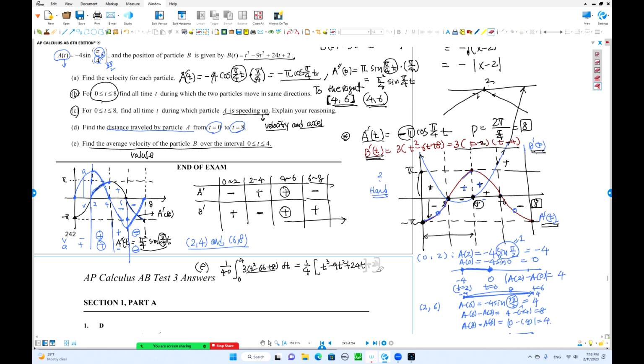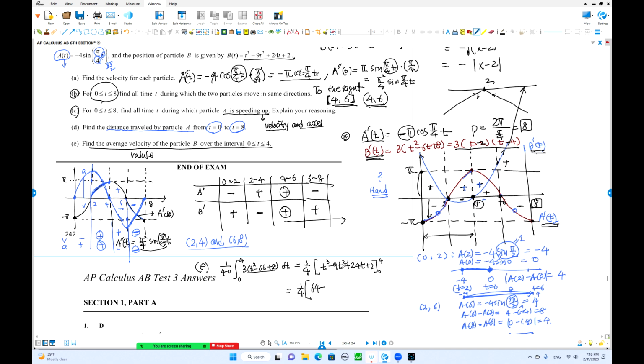But you can use this one too. It's going to be 0 too. When you plug in here, we're going to take 0 and 4, okay? 0 and 4. Okay, 1 over 4. When t is 4, how much? 4 cubed is 64.